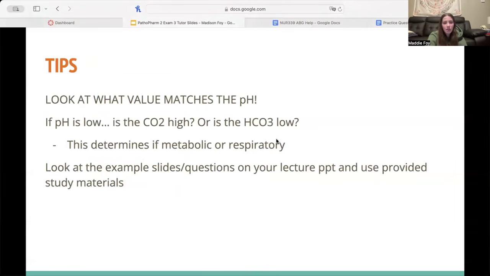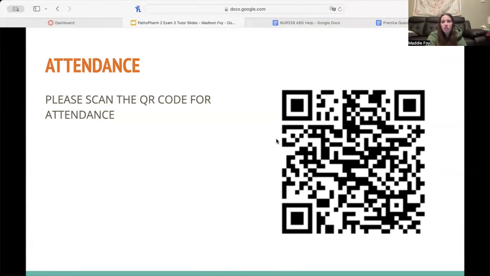Again, here's another tip sheet. I said this a few times: just really understand which value matches the pH, and that'll determine if it's metabolic or respiratory. And I think that's all I have for you guys.